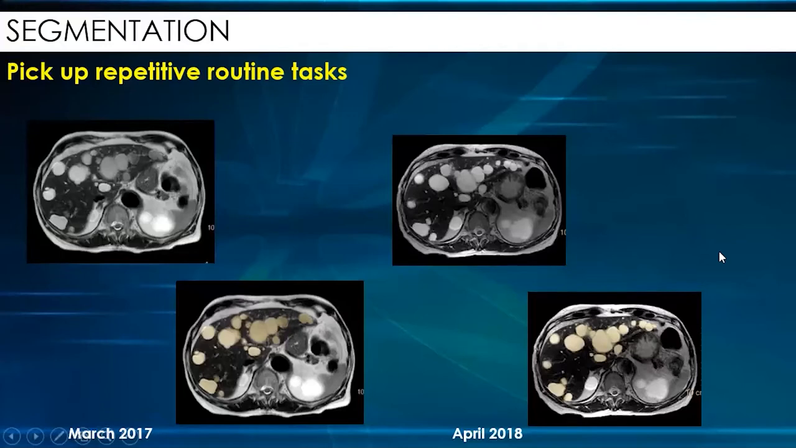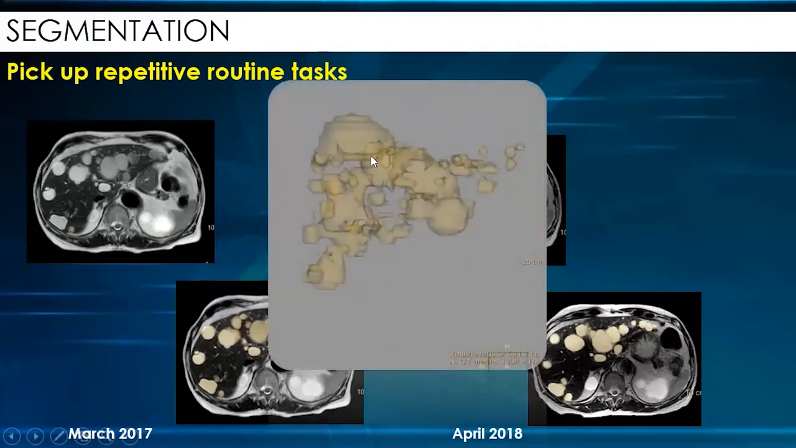But what we can do now, every day, is offer to our patient the overall volume of all of the cysts. And therefore we can understand any possible evolution and the need of surgical transplantation.